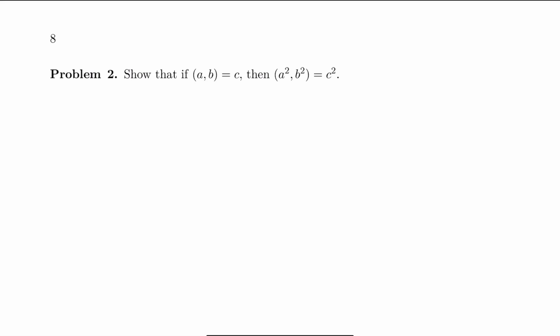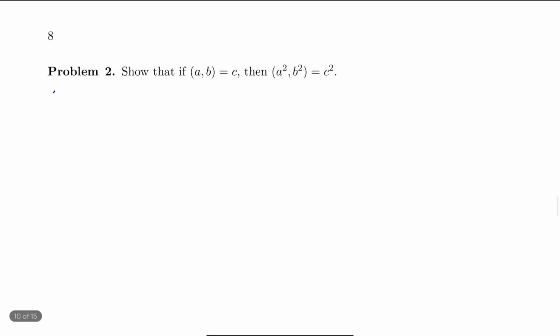Okay guys, today we are going to show that if the greatest common divisor of a and b is c, then the greatest common divisor of a squared and b squared is equal to c squared. Now let's get started. So we have to let a and b be integers.